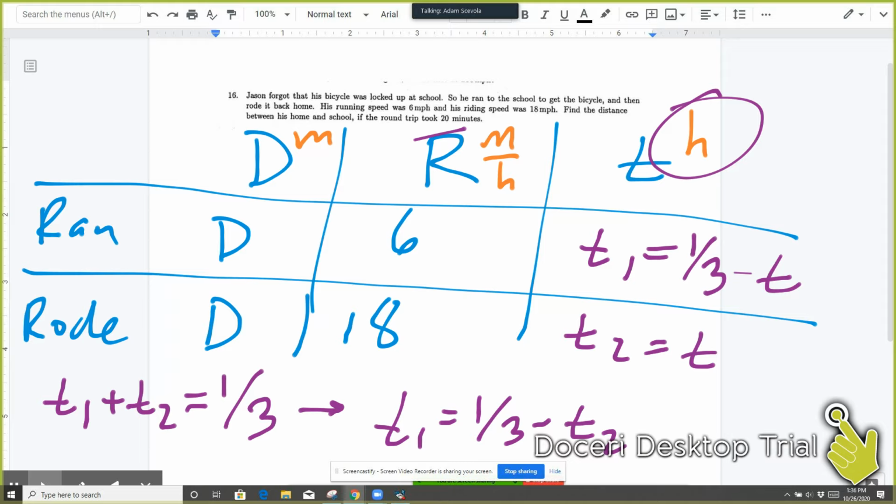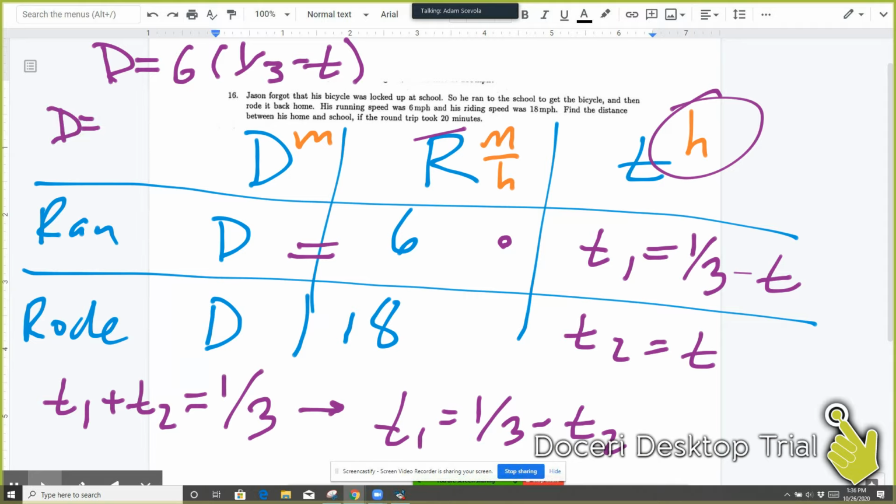So now we have our system of equations. We have distance equals 6 times 1/3 minus t. So the distance he ran is equal to the rate he ran times 1/3 minus t, the time he ran. And then also the distance he rode his bike is equal to 18 times t. So then we have to solve the system, which you could do without a calculator.